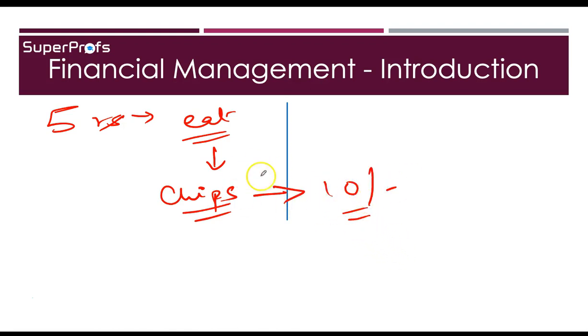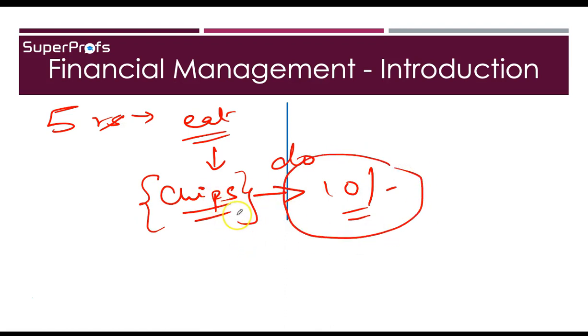Okay. So now once you have decided what you want to do, the next question is, do you have enough money to do it? Now in this case you don't have enough money because you have only 5 rupees. How much do you need? You need 5 rupees more. So you try to find out ways in which you can get these 5 rupees.